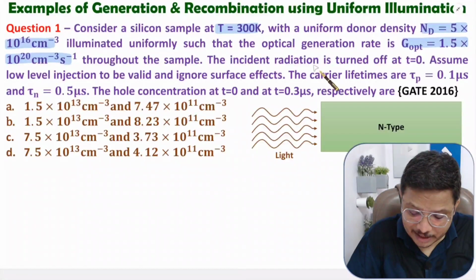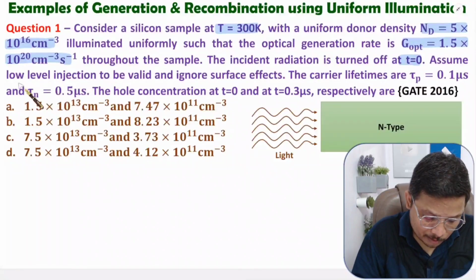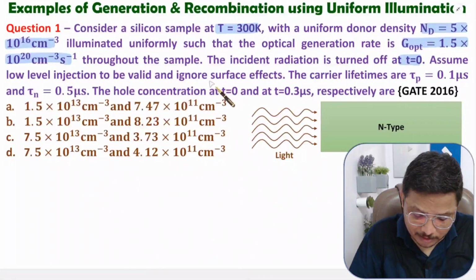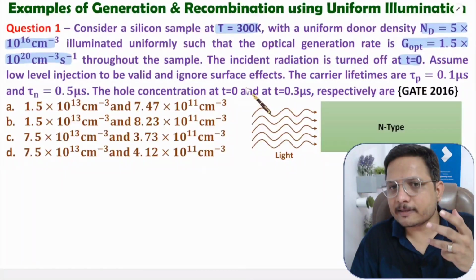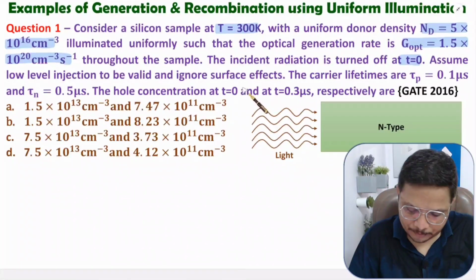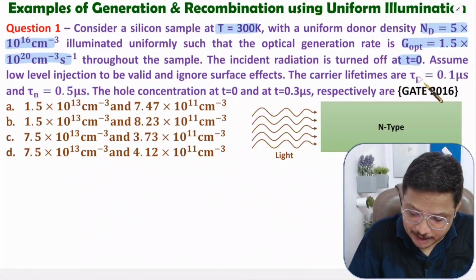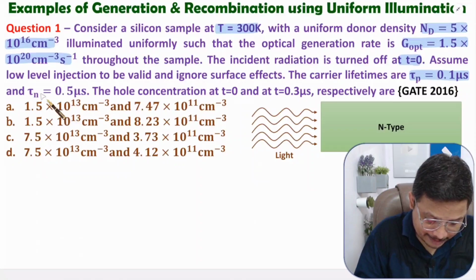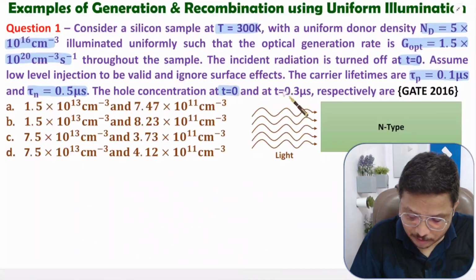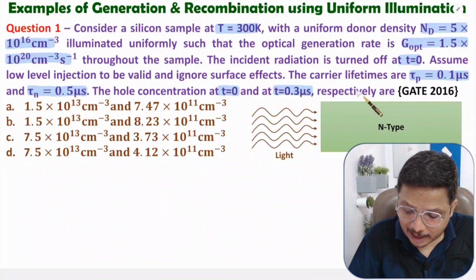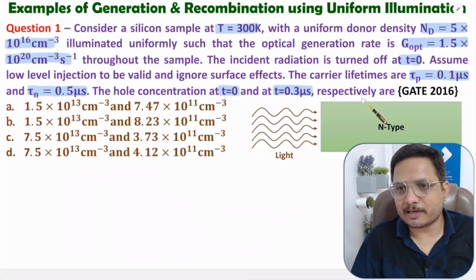The incident radiation is turned off at T equals 0. So we are turning off this light at T equals 0. Assume low level injection to be valid and ignore surface effects. So here we are discussing low level injection that should be valid, which means we will be calculating things for minority carriers only, right? The carrier lifetimes are tau p, that is 0.1 microsecond, and tau n, that is 0.5 microsecond. The hole concentration at T equals 0 and at T equals 0.3 microsecond are to be found. So we have to find the hole concentration, right?